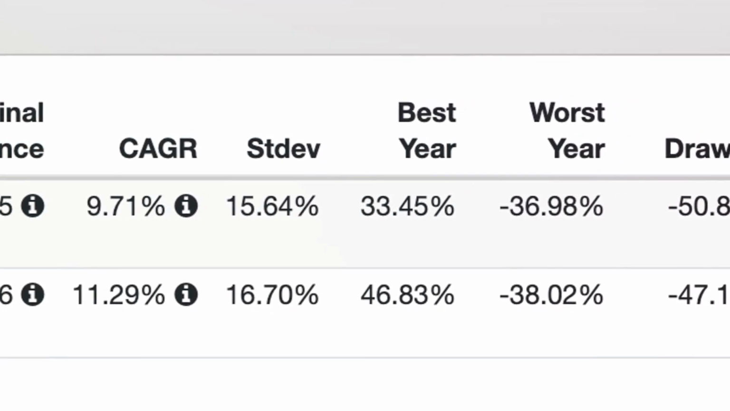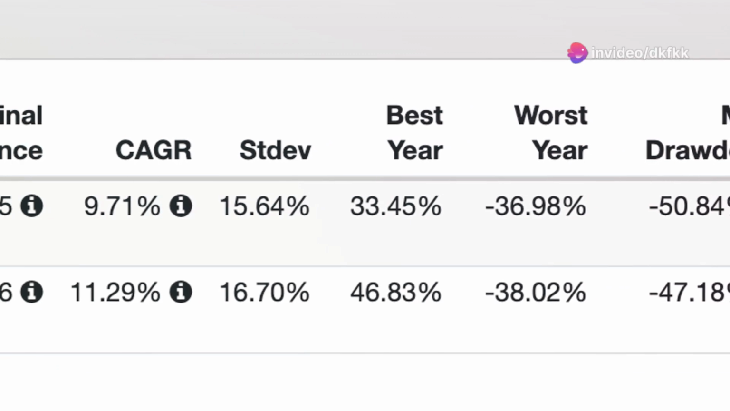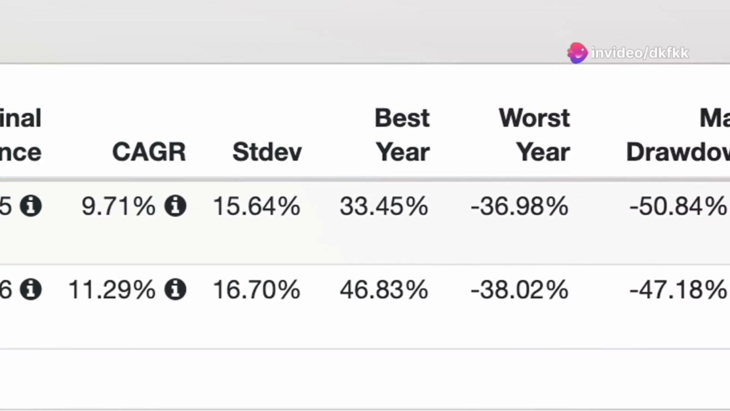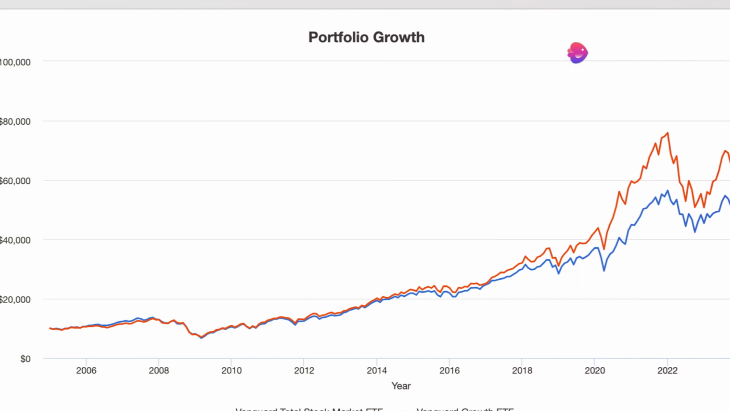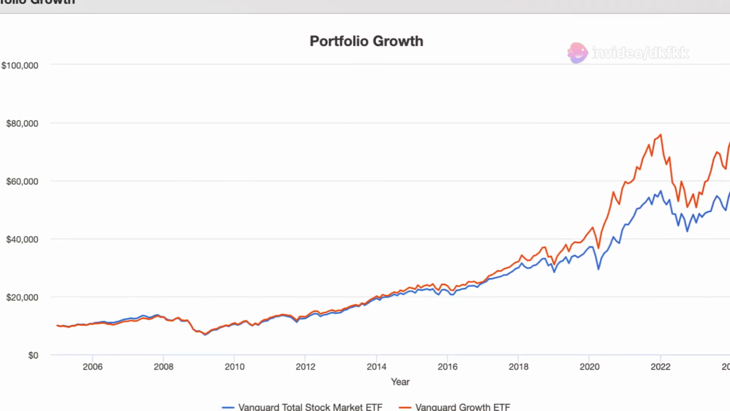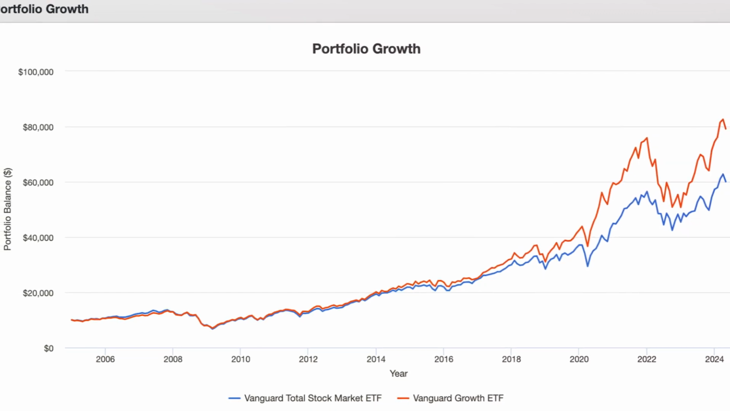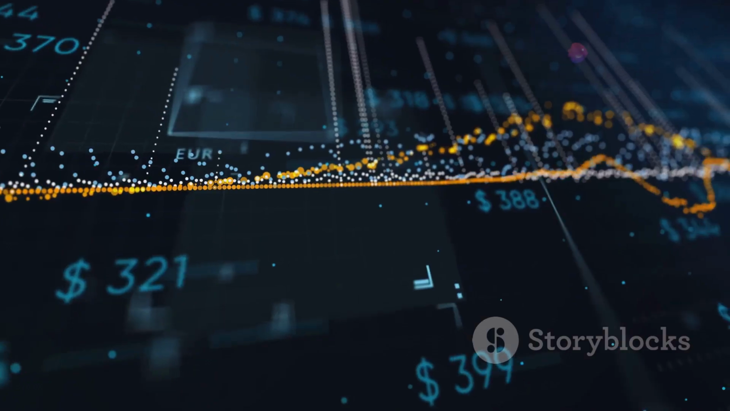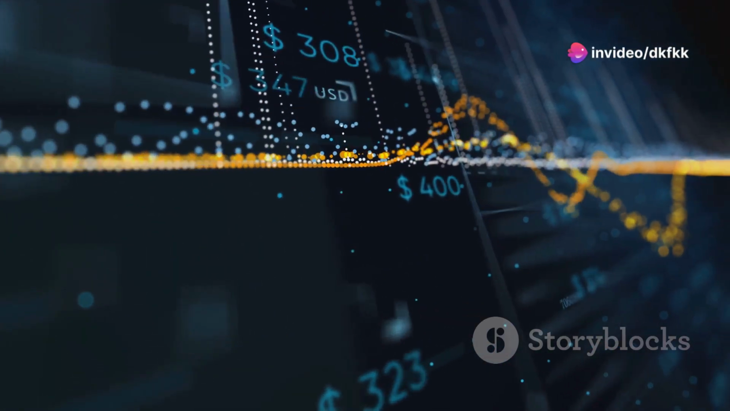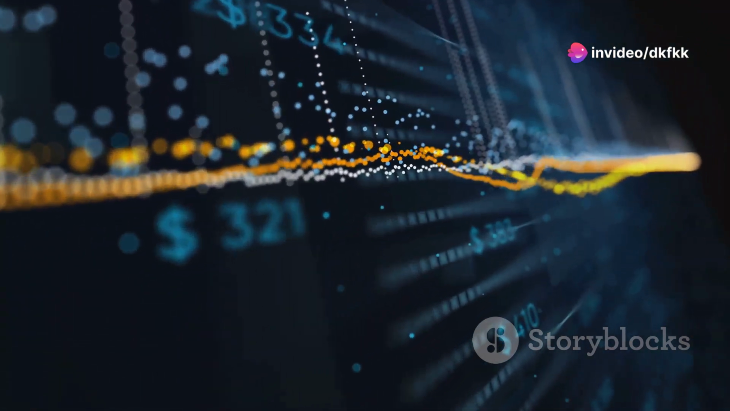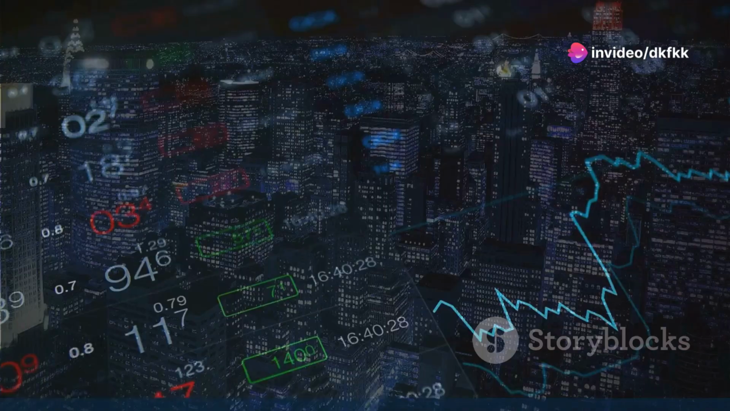Vanguard Growth ETF, or VUG, has an expense ratio of 0.04%, slightly higher than Vanguard Total Stock Market ETF VTI, which stands at 0.03%. Though this difference might seem minuscule, over decades, even a small increase in fees can compound, potentially eating into your overall returns. I'd rather be eating steak than someone else.